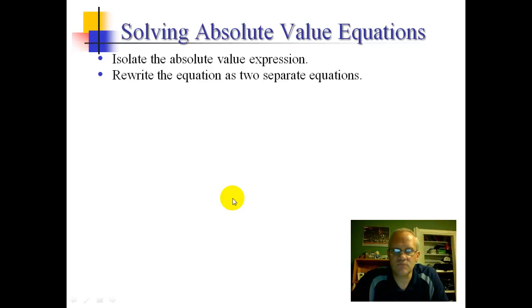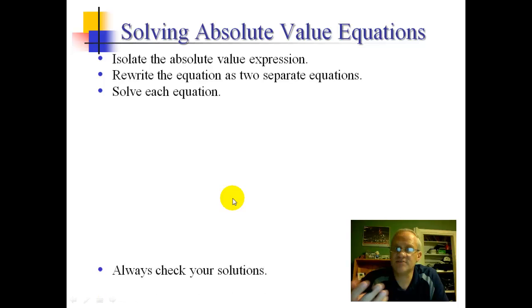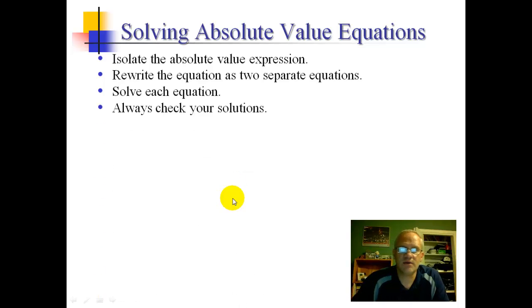Secondly, you're going to take that equation and write it as two separate equations, and I will explain in a minute why that's the case. Then we'll solve the two equations. We could get two possible answers here. And the last step is you always need to check your solutions on this one, because there are times where you could have an extraneous solution, something that looks like it's a solution when you solve it, but when you actually plug it back in, it doesn't work. So you do always want to check your solutions on these.